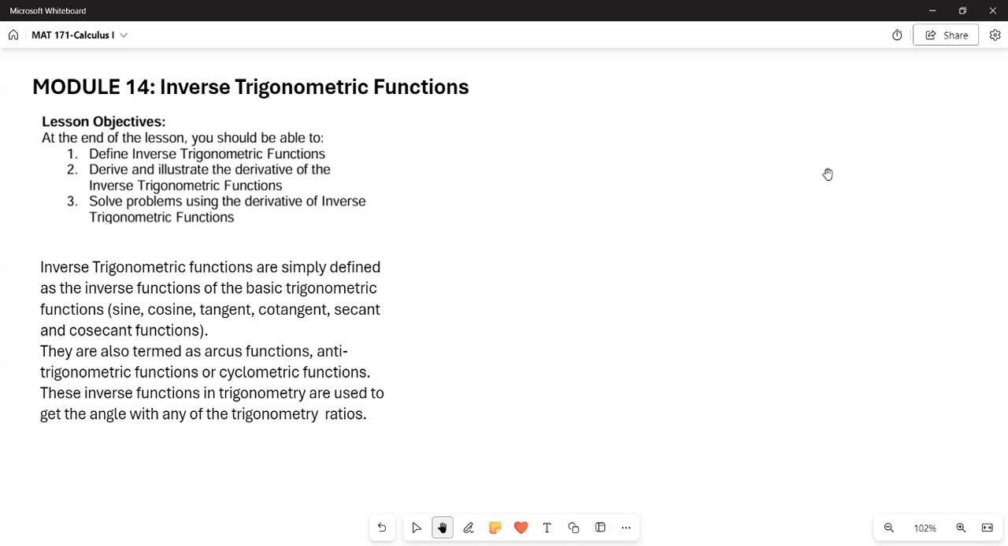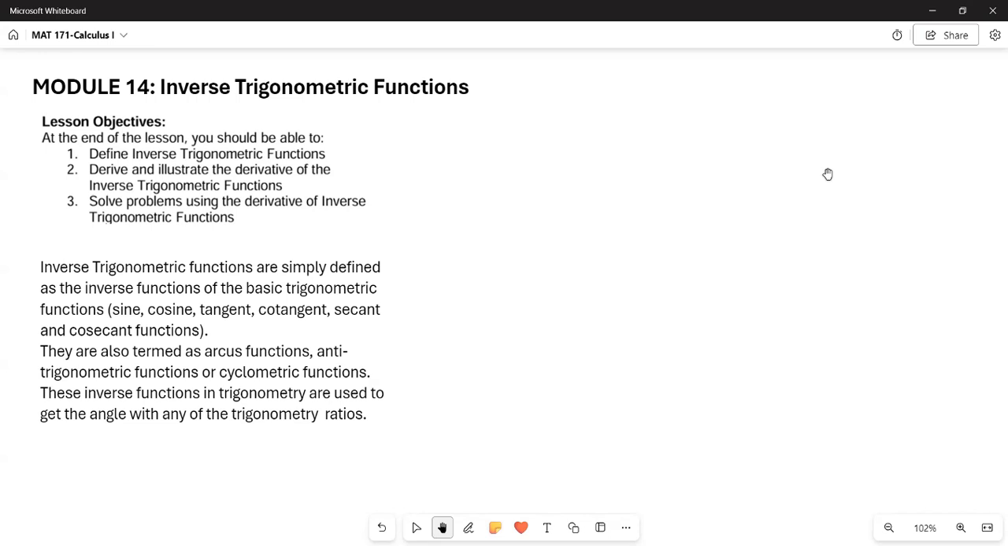Good day, everyone. So here in our Math 171 Calculus 1 or the differential calculus, we will have another module today, Module 14, which will be focusing on inverse trigonometric functions. Since nasa calculus na tayo class, ipapresent lang natin na mabilis yung trigo functions. And at the same time, ipe-present na rin natin yung derivative niya. Okay, so we will have another set of formulas na gagamitin when it comes to differentiation ng inverse trigo functions.